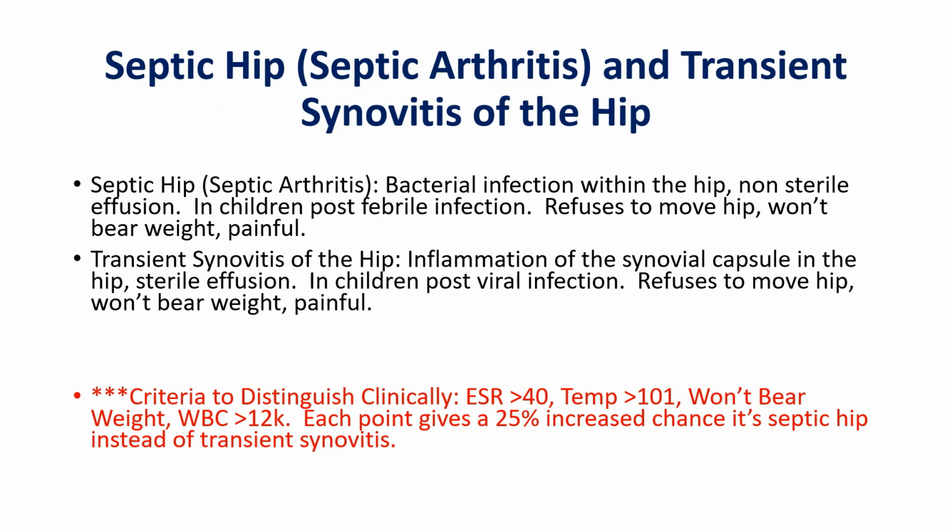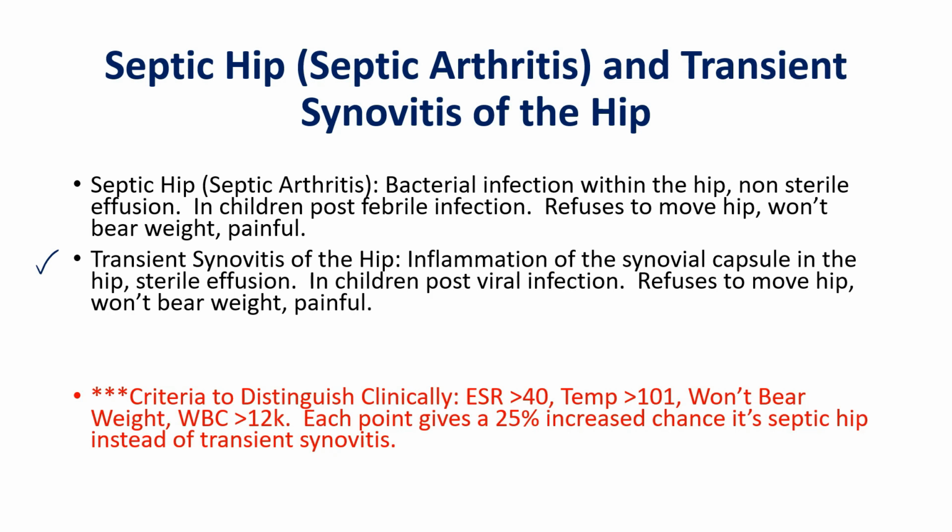That's septic hip. Now, as I was studying, I remembered another disease, transient synovitis of the hip. Let me look at how similar this is. This is also in children. Usually the age is a little bit older, but it can also be the same age as septic hip. The ages overlap a little bit. This is in a child who has a post-viral infection, and after the post-viral infection, they get an inflammation of their hip capsule.